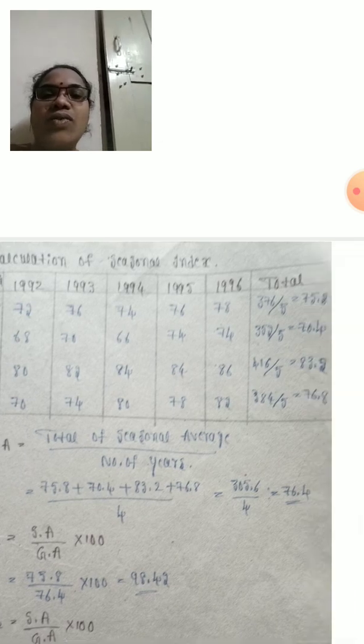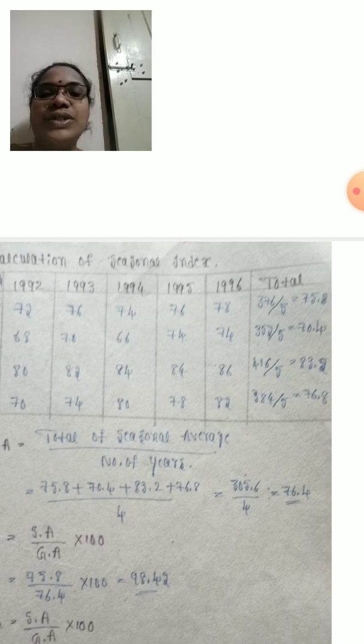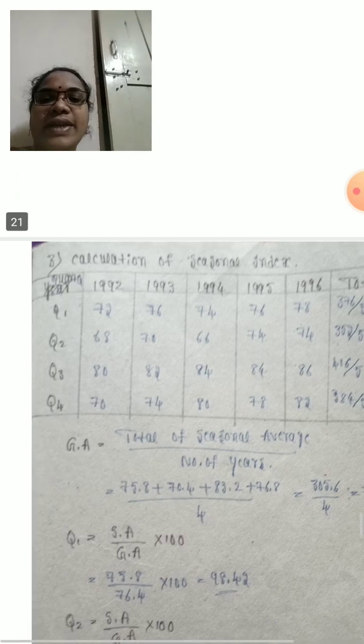The total of quarter 1 is 376, divided by 5, that is 75.8. Total of quarter 2 is 352 by 5, that is 70.4. Total of Q3 equals 416 by 5, that is 83.2. Next, total of quarter 4 is 384 by 5, that is 76.8.